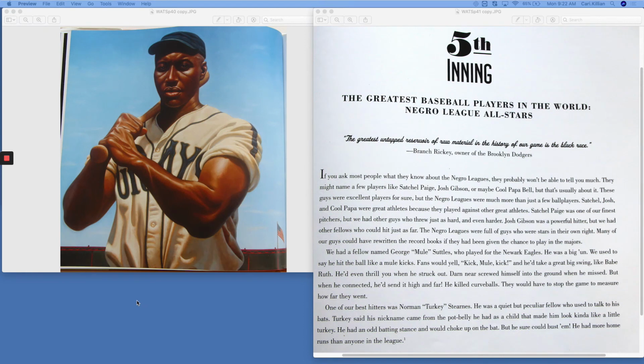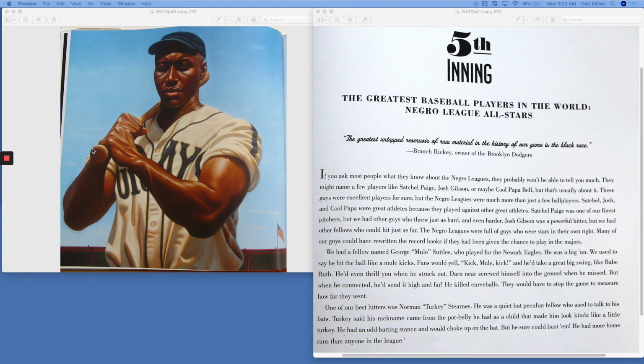One of the best hitters was Norman Turkey Stearns. He was a quiet but peculiar fellow who used to talk to his bats. Turkey said his name come from the pot belly he had as a child that made him look kind of like a little turkey. He had an odd batting stance and would choke up on the bat, but he sure could bust 'em. He had more home runs than anyone in the league.